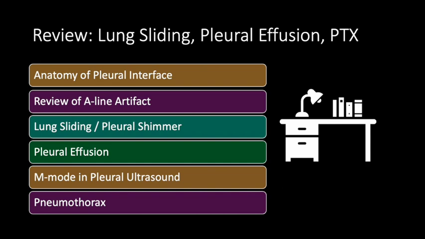So in this lesson, we talked about the anatomy of the pleural interface. We reviewed what A-line artifact means and talked about how we need to see both A-line artifact and lung sliding to diagnose healthy lung underneath the thoracic wall. We talked about what pleural effusions look like, these anechoic collections of fluid deep to the pleural line that disrupt the normal lung sliding that we would otherwise see. We talked about using M-mode in pleural ultrasound and how we could differentiate between the beach sign of a healthy lung sliding and the barcode sign of a pneumothorax.